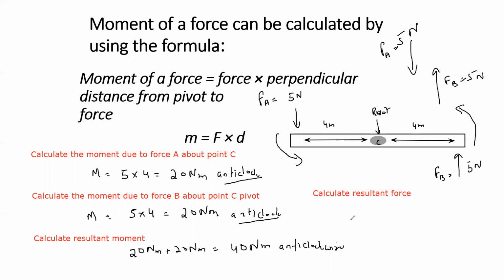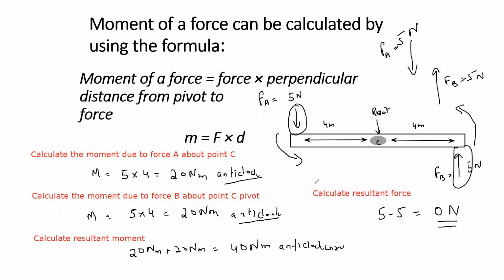Two forces are acting in opposite direction. So what will be the resultant force? It will be 5 minus 5. So resultant force will be equal to 0 Newton. Is it clear about the resultant force? Because the two forces are in opposite direction, one is downward, another one is upward.